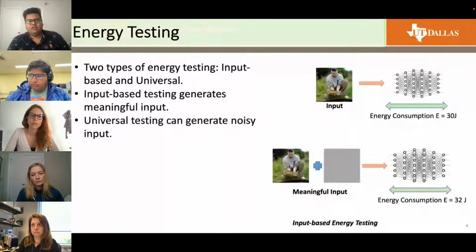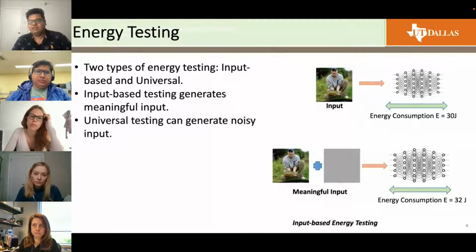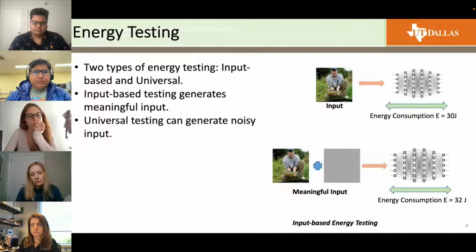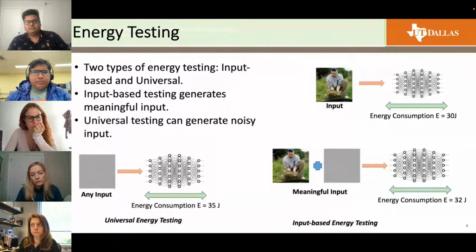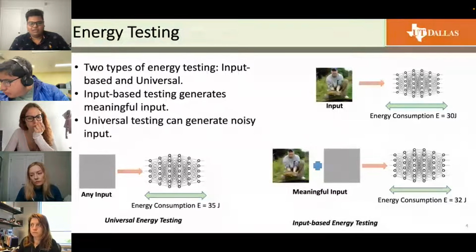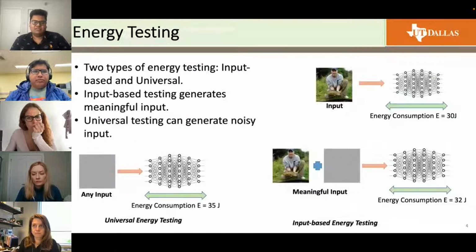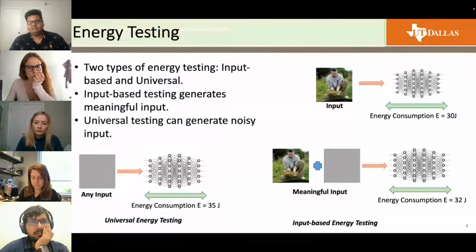In input-based testing, we check that if a small perturbation is added to a meaningful input, whether the energy consumption of the model goes significantly high or not. The second one is universal testing. Here we take any kind of input, it can be meaningful or it can be noisy also, and check whether the average energy consumption with those inputs is much higher than with the meaningful inputs or not.